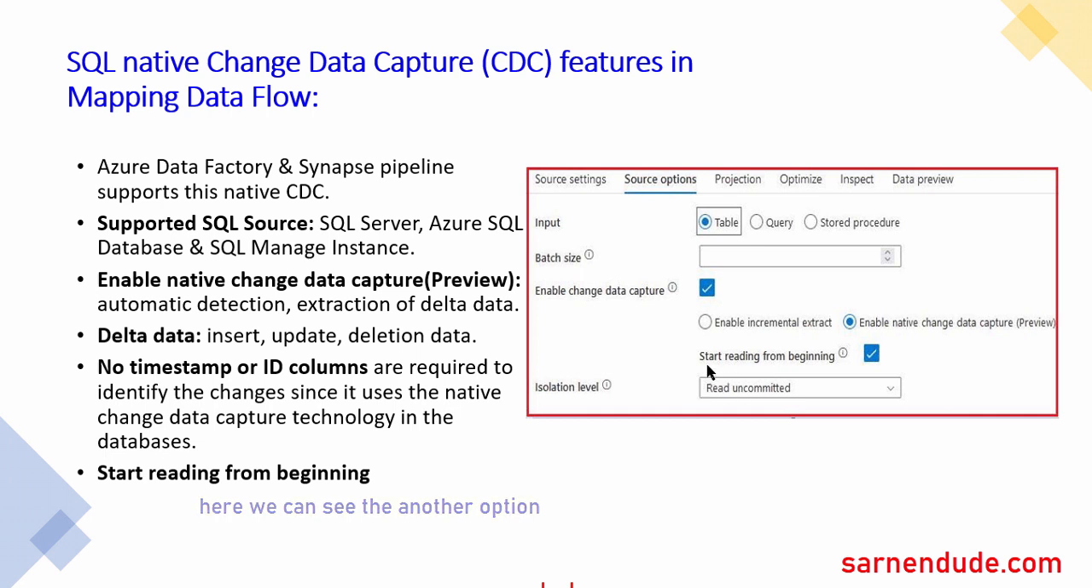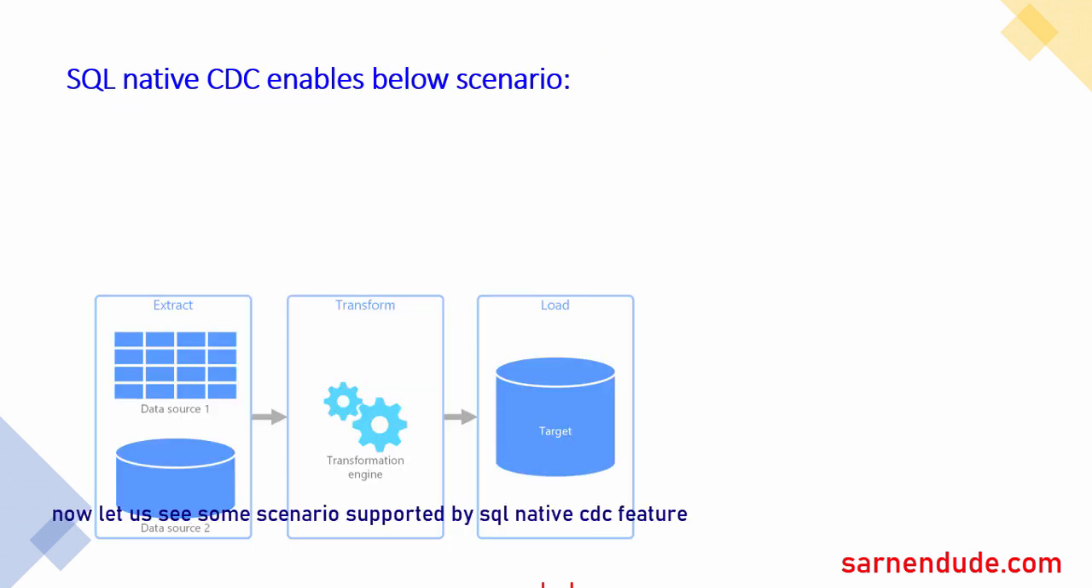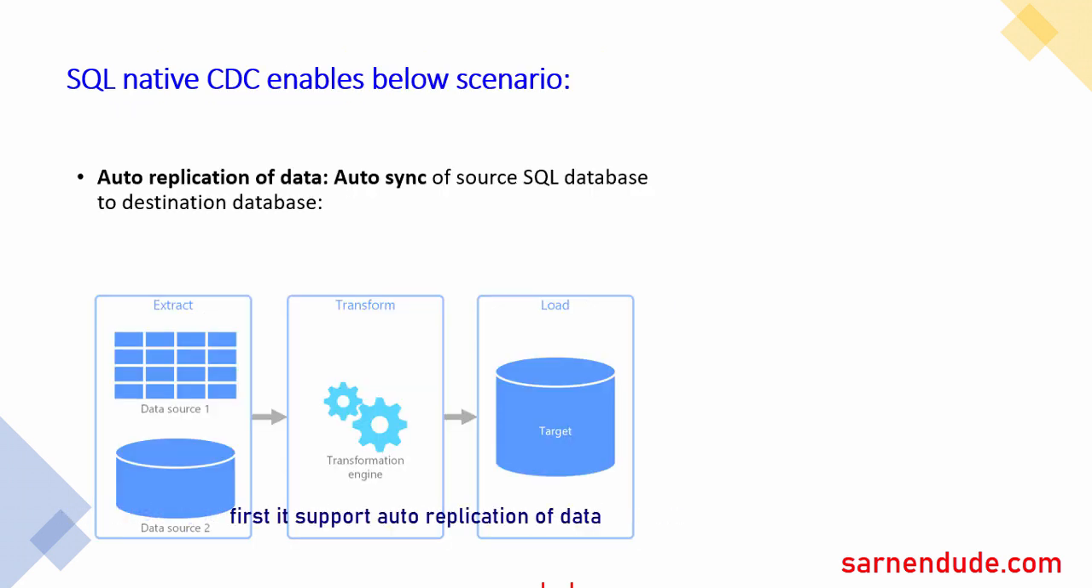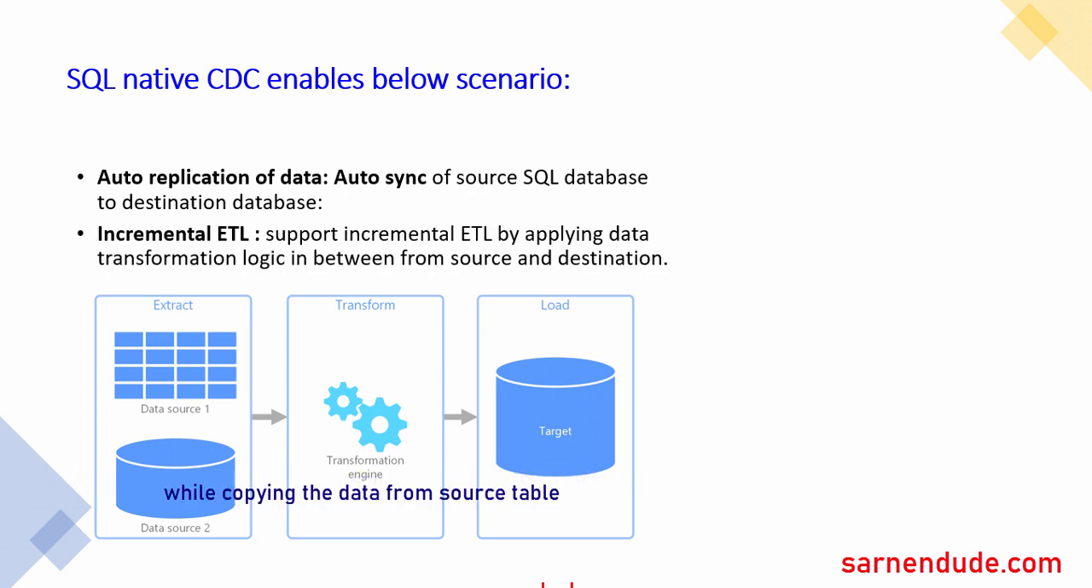Here we can see another option, start reading from the beginning. Once we check this option, it allows Azure Data Factory to load all the data from the source table in the initial pipeline run and load only the delta changes in the subsequent pipeline runs. Now let us see some scenarios supported by the SQL native CDC features. First, it supports auto replication of data. It automatically replicates the source data into the destination database. It supports incremental ETL. While copying the data from the source table, we can transform the data and save it in the destination.